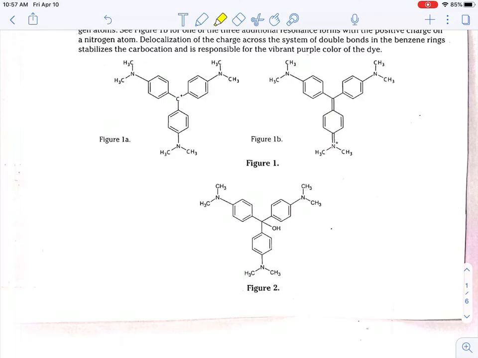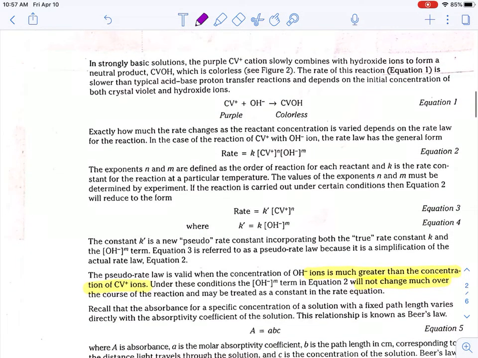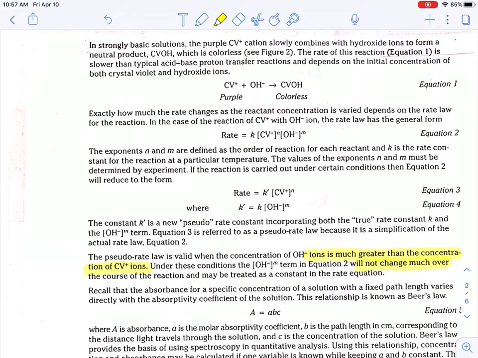So what's going to happen is that as the concentration of your crystal violet decreases, you also decrease the vibrancy of that color. I've already explained this, and you all would have watched the videos, so you know exactly how this color plays out. So here's the nuts and bolts of what we've got going. Here's this reaction: the crystal violet reacts with hydroxides to produce CVOH, which is colorless.